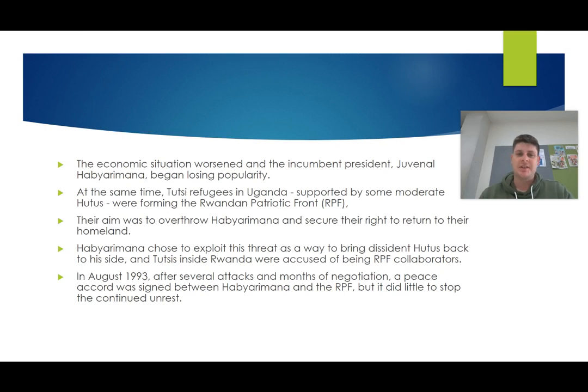The president chose to exploit this threat as a way of bringing dissident Hutus back to his side, and Tutsis inside Rwanda were accused of being collaborators with this RPF group. After a number of conflicts in 1993, during August, months of negotiation were happening. A peace accord was signed between the president and RPF, but the conflict and the unrest continued. Just because there was a peace accord, that is, a treaty written agreeing peace between the groups, didn't mean that the conflict magically disappeared.